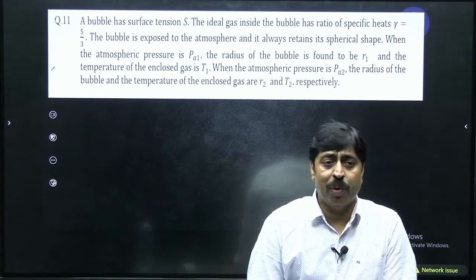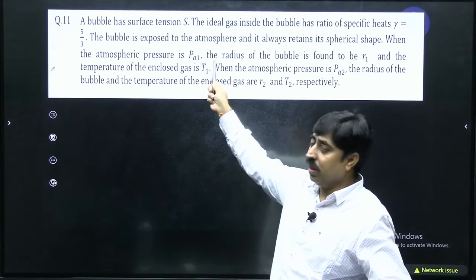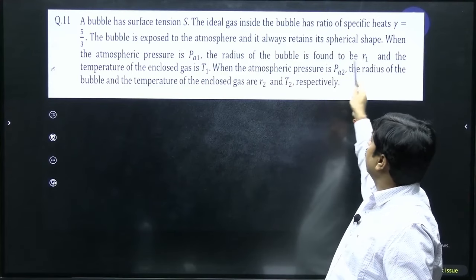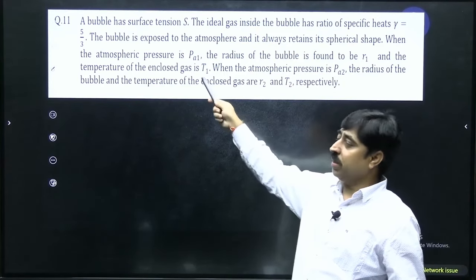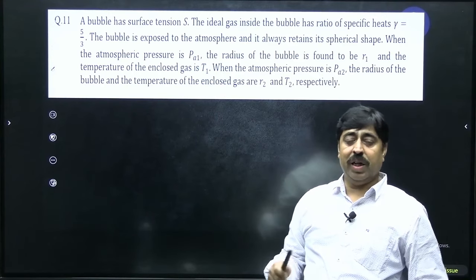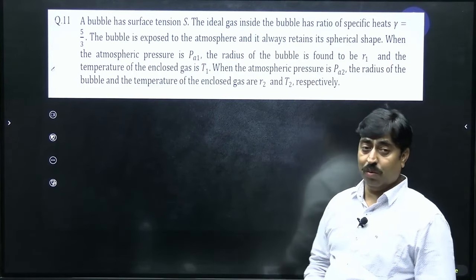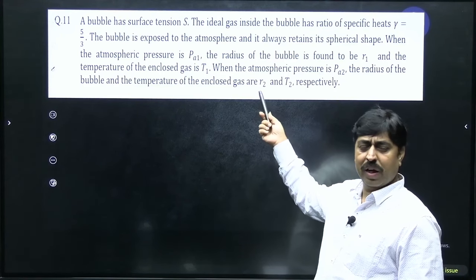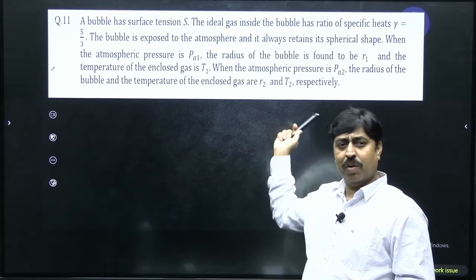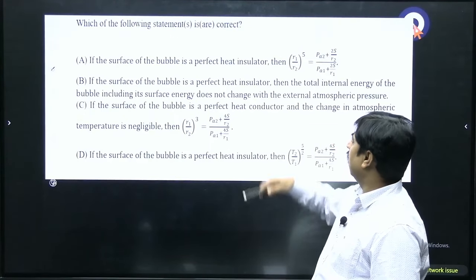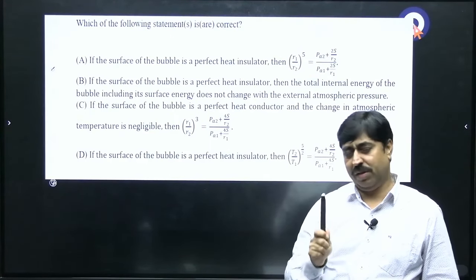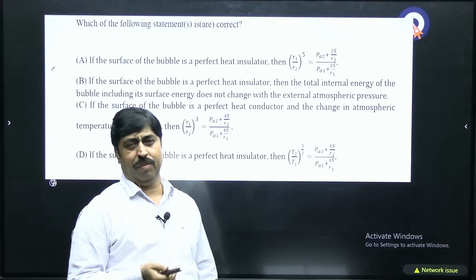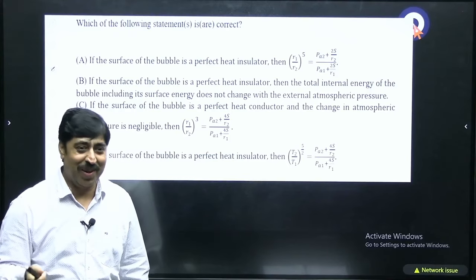Now, when the atmospheric pressure is Pa1, where A is for atmosphere and 1 for the initial value, the radius of the bubble is R1 and the temperature of the gas inside it is T1. When the atmospheric pressure becomes Pa2, the atmospheric pressure changes for some reason, and the temperature and radius both change, they become R2 and T2, then these are the things to be answered. Now, though this question is again not very tough, as I will tell you in the next lecture.